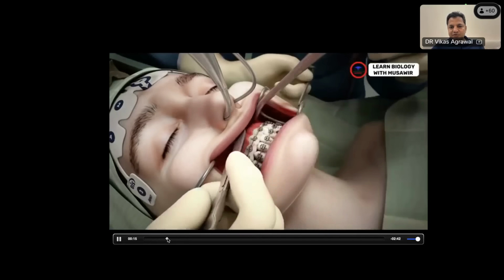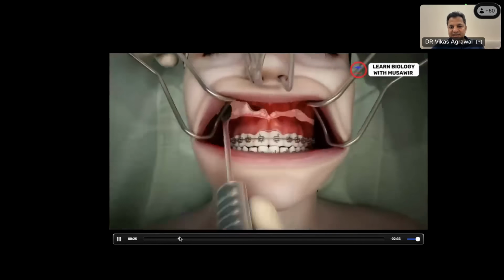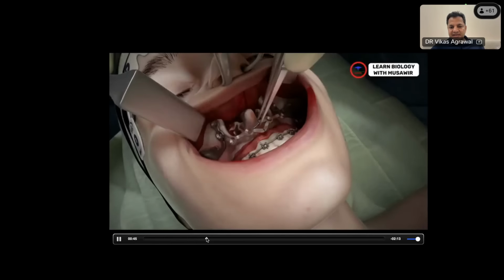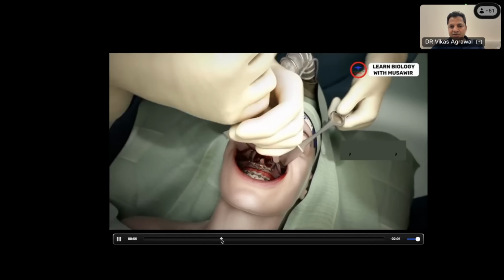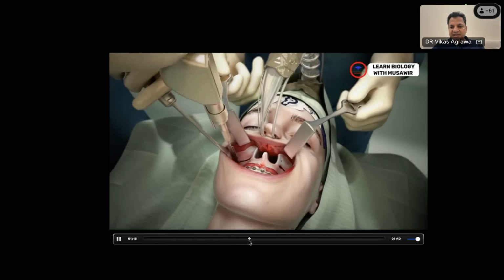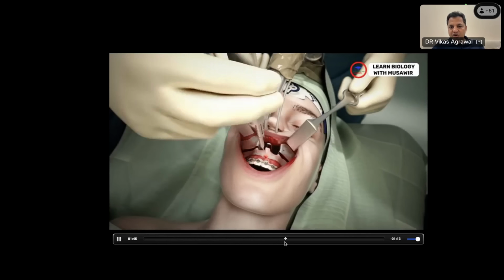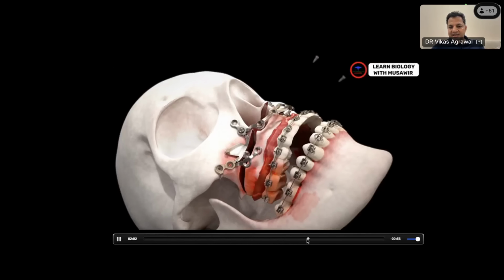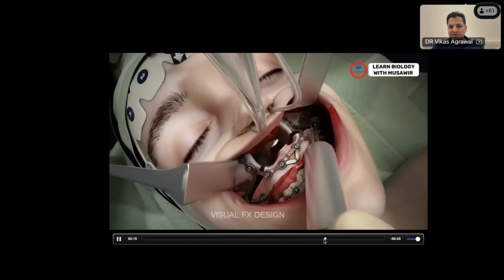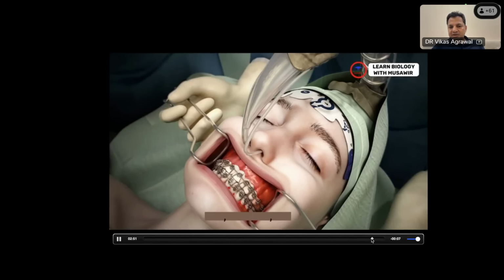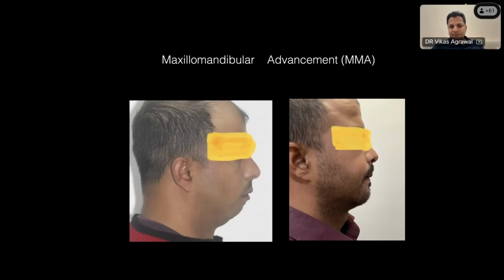So I'll just move it fast forward. So you take the periosteum, and then you mark your incisions. Then you use piezo or saw to fracture the maxilla, and then put it into the right position, and then again screw it. A very, very short detail I have tried to explain to you. But the final work which is done is amazing.